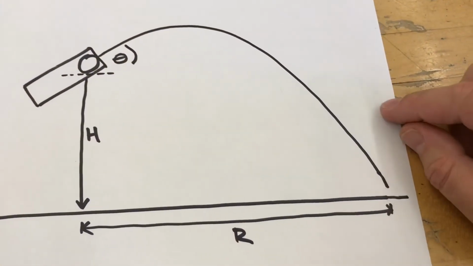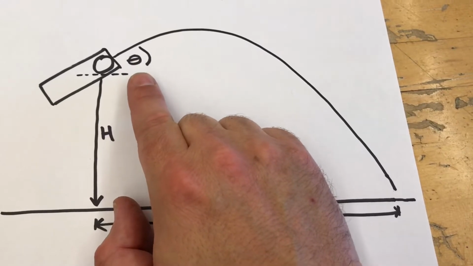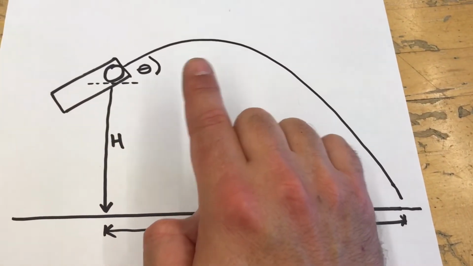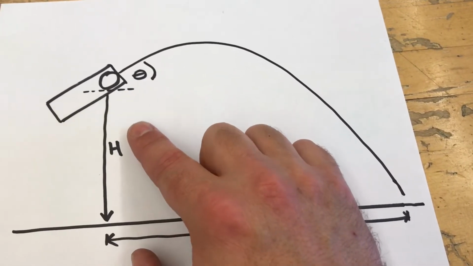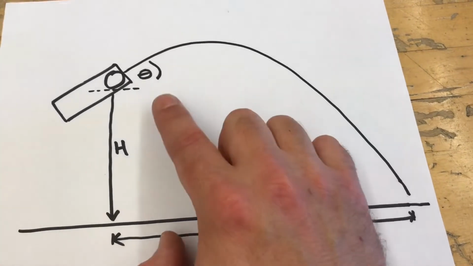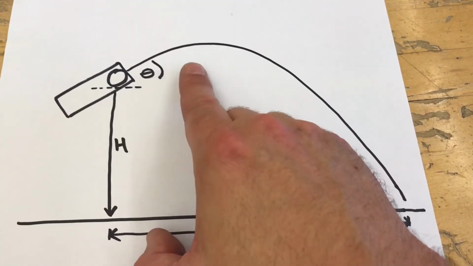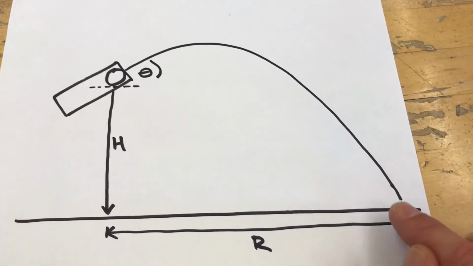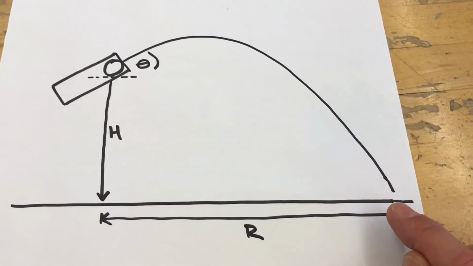So looking at the lab diagram, we're going to launch the ball here at an angle theta from horizontal, and it will move outward with some initial velocity, but at the same time begin free fall. And depending on how much vertical and horizontal velocity it has when it launches, it will eventually fall through some height h to hit the floor over here, and during that time it will travel a distance r.